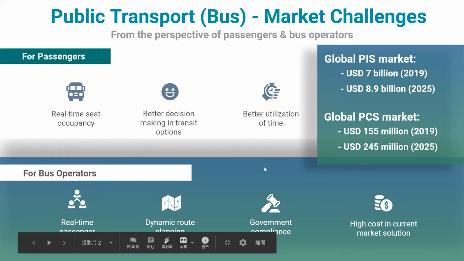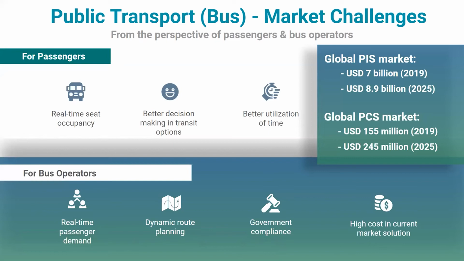So we have talked to passengers, major transport operators, and industry partners. We find that the passenger counting solution is what they are looking for in the near future. Passengers need to know the real-time seat occupancy to make a better decision in choosing their transit options in a timely manner. While the bus operators need to understand the real-time passenger demand at every station to optimize their route planning. Or they even have to comply with some new government regulations in the future.